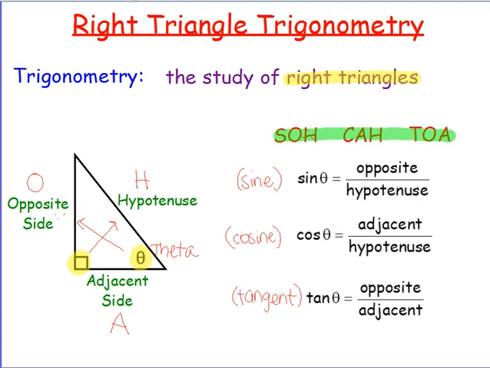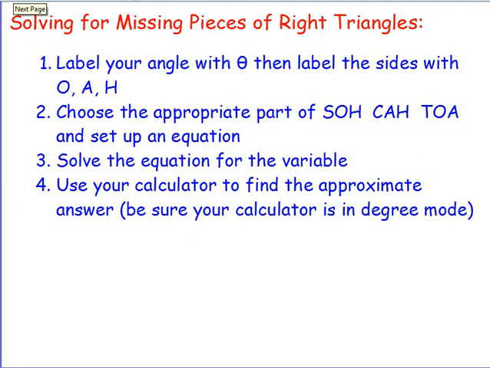So with all of this information that we just learned, we are going to be applying it to solving for missing pieces of right triangles. So I'm going to give you some steps to follow. To solve for any missing piece of a right triangle, the first thing we do, label your angle with theta, and then label your sides of the triangle with O for opposite, A for adjacent, and H for hypotenuse. Once your items are labeled, then you need to choose the appropriate part of SOHCAHTOA and set up an equation.